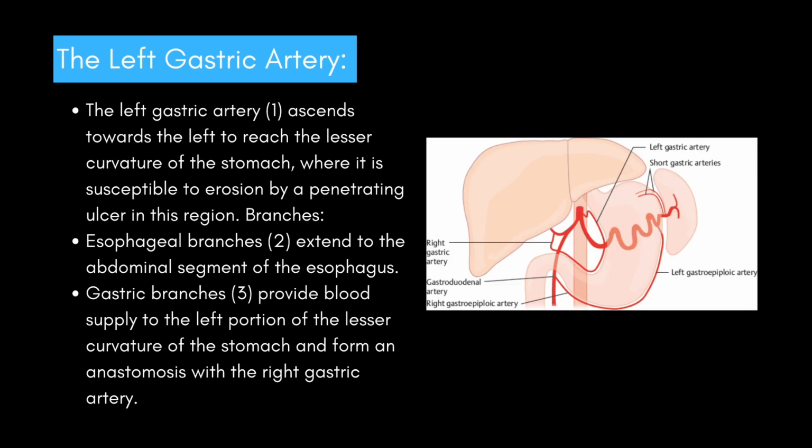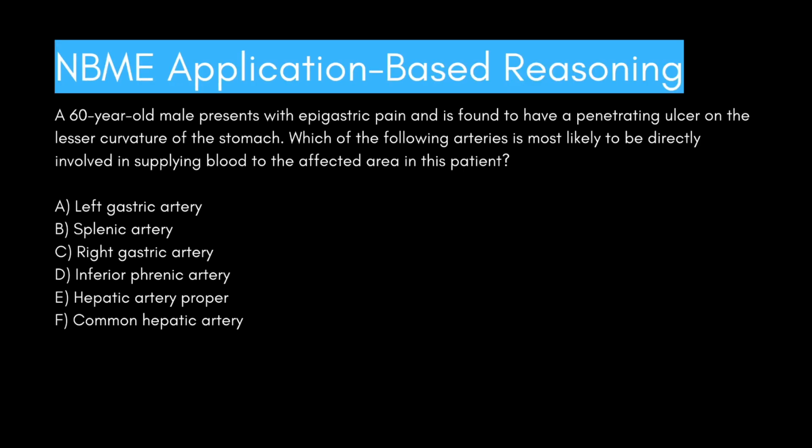Next, I'd like to take a greater look at the left gastric artery. The left gastric artery ascends towards the left to reach the lesser curvature of the stomach, where it is susceptible to erosion by a penetrating ulcer in this region. Branches include the esophageal branches, which extend to the abdominal segment of the esophagus, and the gastric branches, which provide blood supply to the left portion of the lesser curvature of the stomach, which form an anastomosis with the right gastric artery. Let's go ahead and move on.